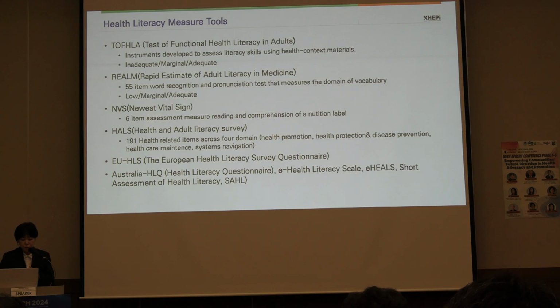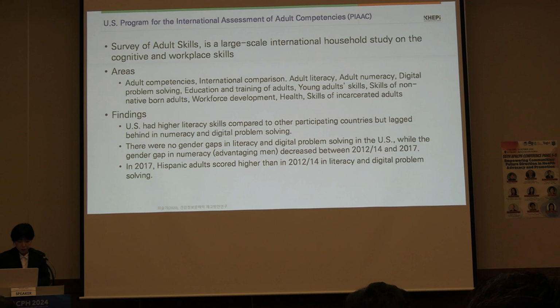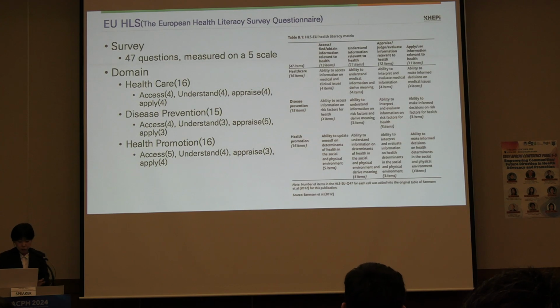These are the commonly used health literacy measurement tools. The US uses the Test of Functional Health Literacy in Adults, and the EU uses the European Health Literacy Survey Questionnaire. The US also has the Program for International Assessment of Adult Competencies, with its areas and findings; you can see the screen. The EU HLS is a national survey with 47 questions and 3 domains: healthcare, disease prevention, and health promotion. Some dimensions are the same: access, understand, appraise, apply.